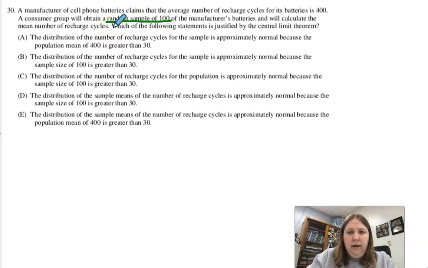Okay. So the distribution of the number of recharge cycles is approximately normal. I can't say that. I can't say this, it's saying the same thing. It only tells me about the distribution of the sample means. When I put all of those x bars together, what will it look like? It will be approximately normal based off of the sample size, right? I always have to have the sample size n being greater than 30. So this one matches. It has nothing to do with the population mean at all. It only has to do with the sample size.